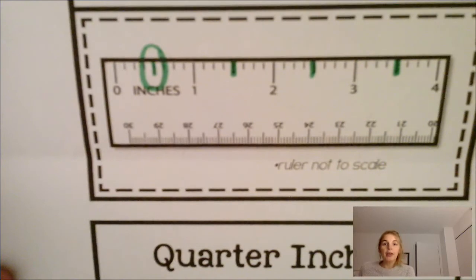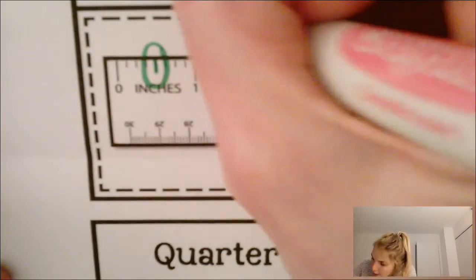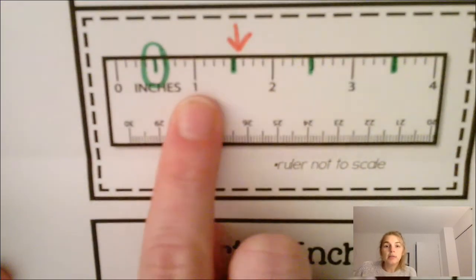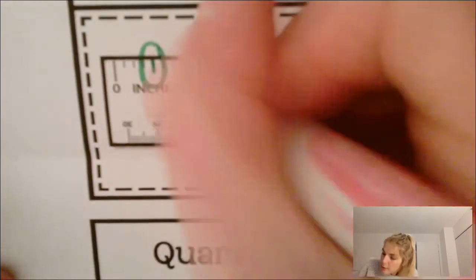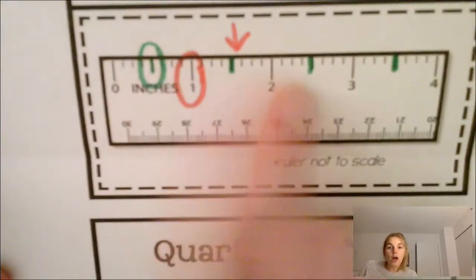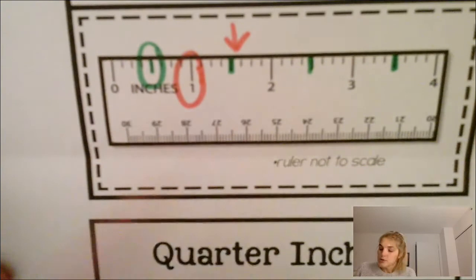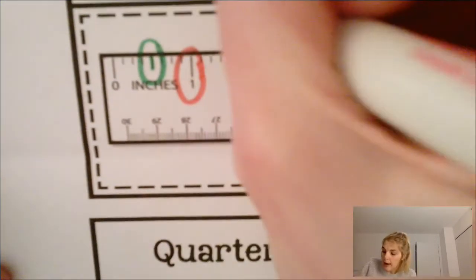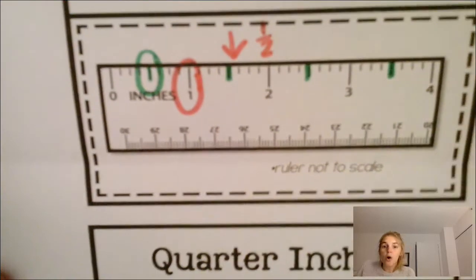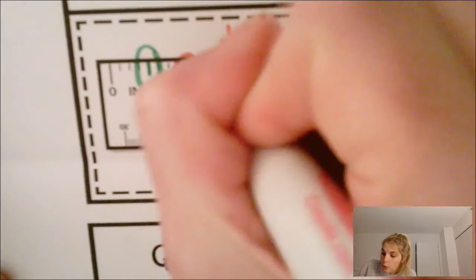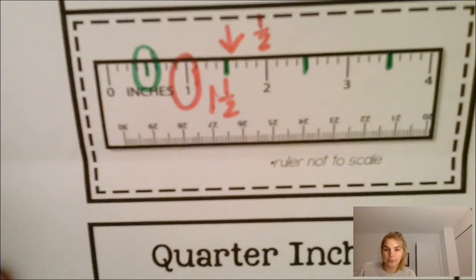So for example, if we're measuring something and it goes to this point, we see that it is in between 1 and 2. So I'm going to circle this whole number. We know it's 1, but it's not all the way to 2 yet. So it would be 1 whole inch, and if it ends here, it would be another half. So if we have a measurement that ends right here, we would say that is 1 and 1/2 inches.